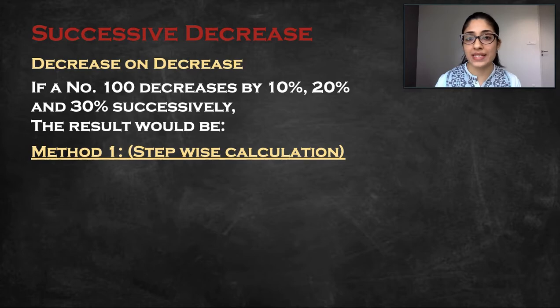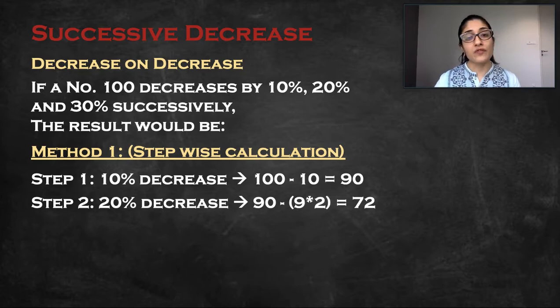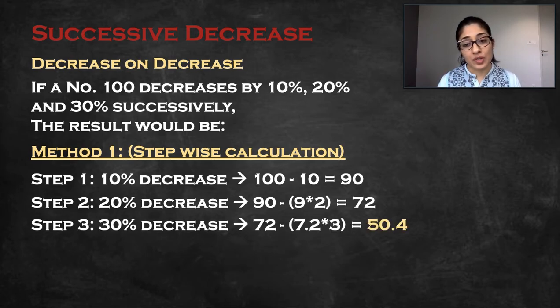First is stepwise calculation. We first decrease 100 by 10%, which gives us 90. We further decrease 90 by 20%, which gives us 72. And further decreasing 72 by 30% gives us 50.4.